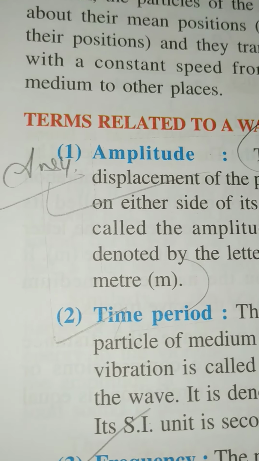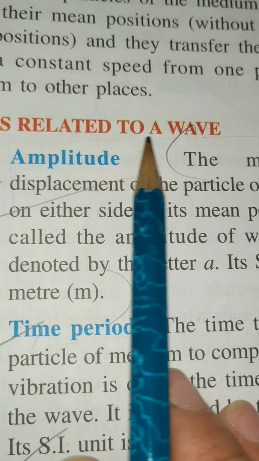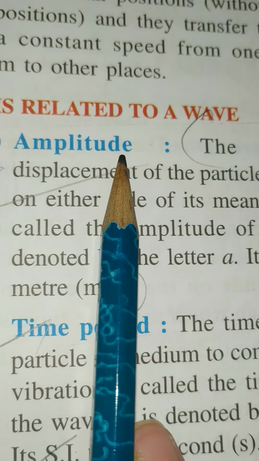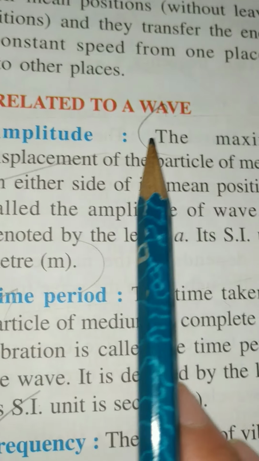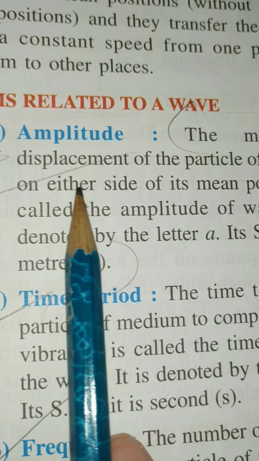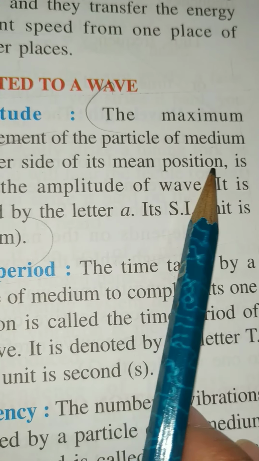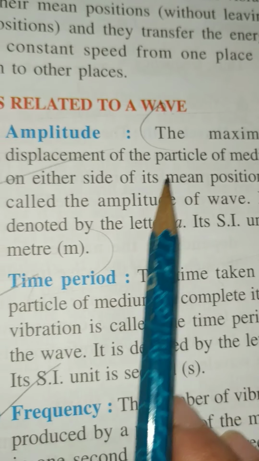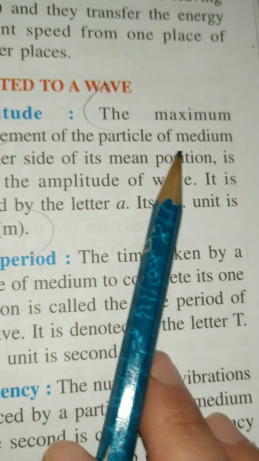Now here are some of the terms that are related to a wave, and these terms are very important. So the first one is amplitude. What is amplitude? The maximum displacement of the particles of the medium on either side of its mean position. Either side means left or right of its mean position. It is called the amplitude of the wave.